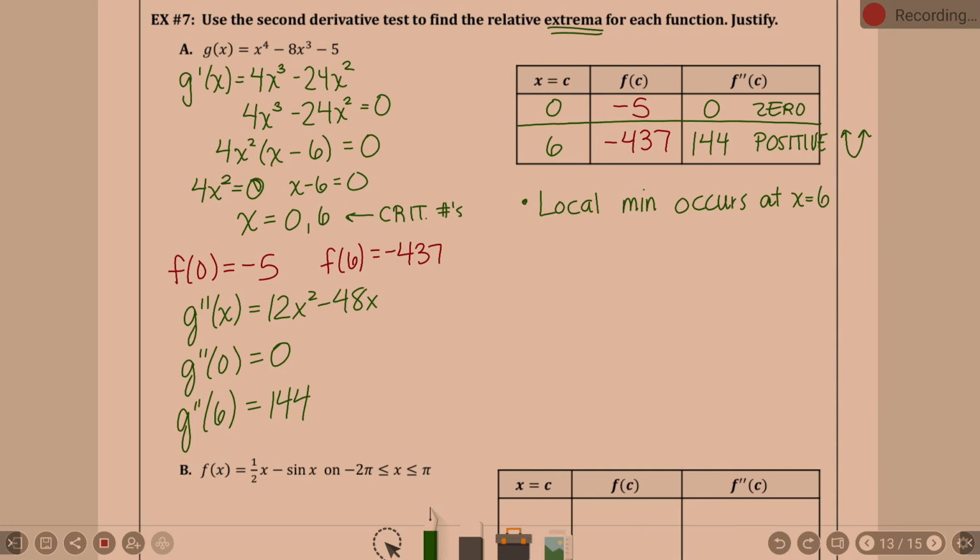And what is the y value? The local min is actually negative 437. And why is that true? Because the second derivative is greater than 0. And I guess I could say, and thus, g is concave up. Okay?